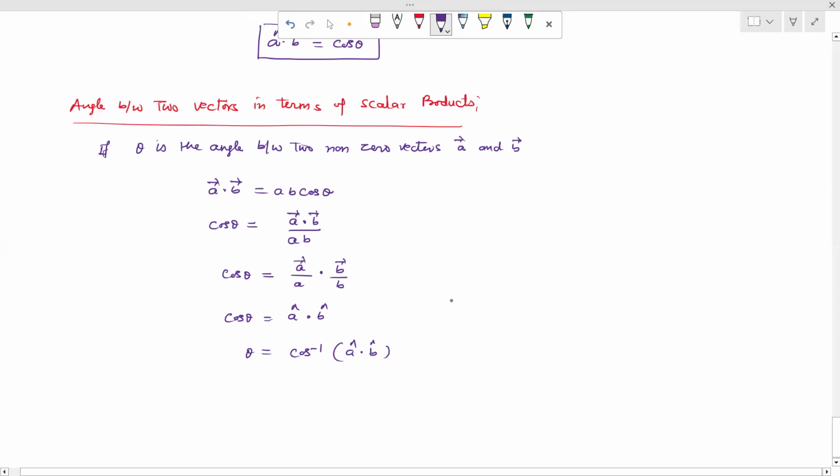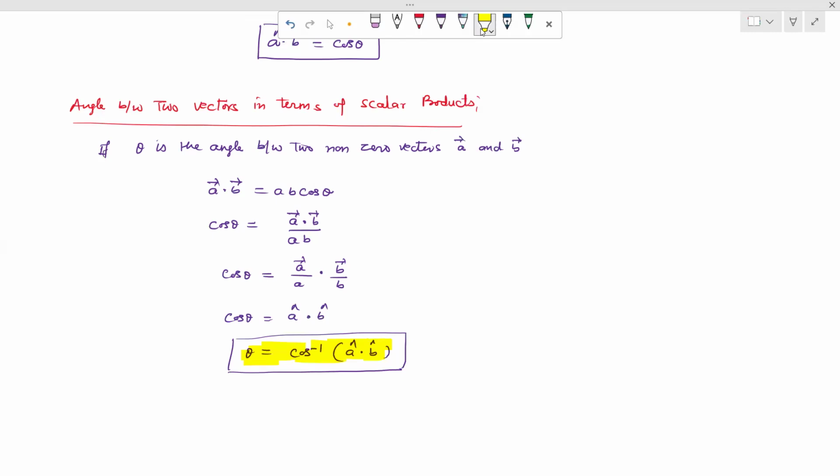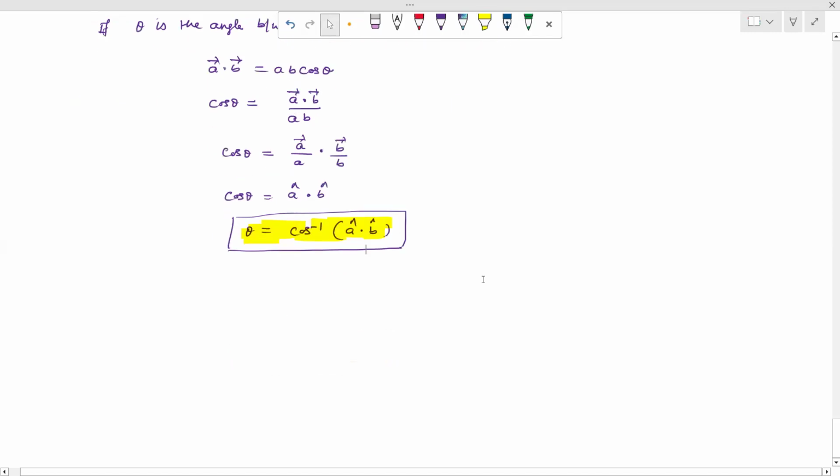So we can calculate the angle theta by using this formula. That is theta is equal to cos inverse A cap dot B cap. Now, for calculating theta or calculating the dot product, we can take problems based on this. So we take one problem based on this.